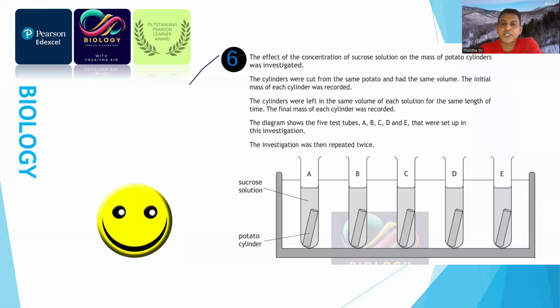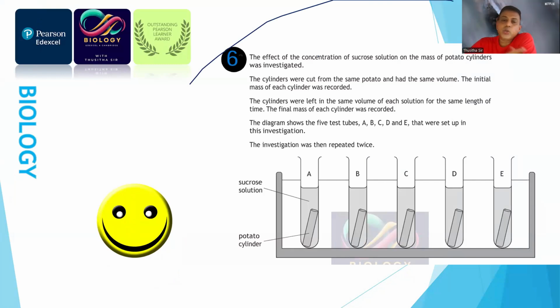The effect of concentration of sucrose solution on the mass of potato was investigated. The cylinders were cut from the same potato and had the same volume. The initial mass of each cylinder was recorded. The cylinders were left in the same volume of each solution for the same length of time. The final mass of each cylinder was recorded. The diagram shows the 5 test tubes A, B, C, D, E that were set up in the investigation. The investigation was then repeated twice.